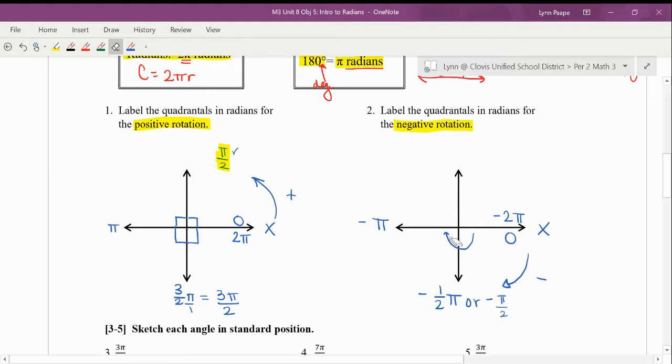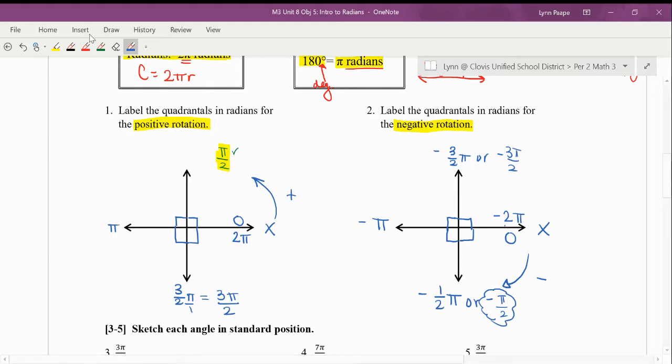So then once we do that, we know that we're going to count by halves. Every time we go through a quadrant, we're going to go 90 degrees. Or in this case, we're going to go 1/2 pi. So from here to here is 1/2 pi. So this will be 2 halves, 3 halves, and then 4 halves. But 4 halves is the same as 2. And then again, we can write that as negative 3 pi over 2.